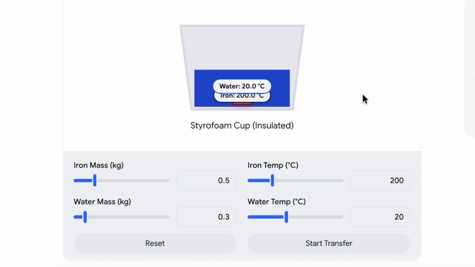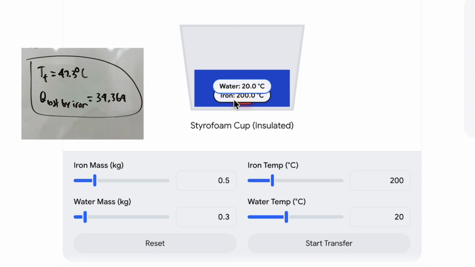So let's test this out to see if our prediction stands true. Here we have our exact setup from before, and let's get the predictions on screen. We have the iron with a mass of 0.5 kilograms, water with a mass of 0.3 kilograms, the initial iron temperature at 200 degrees Celsius, and the initial water temperature at 20 degrees Celsius. Let's select start heat transfer, and we're going to see the final equilibrium temperature at the end.